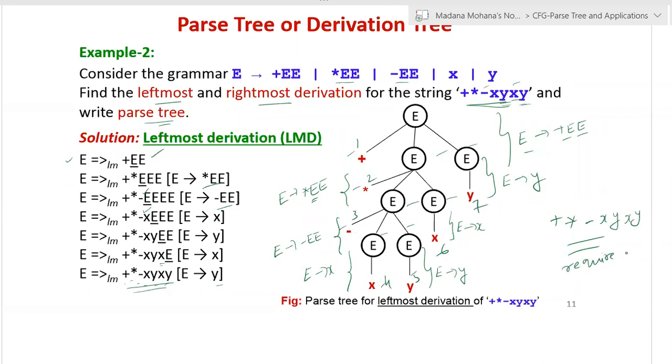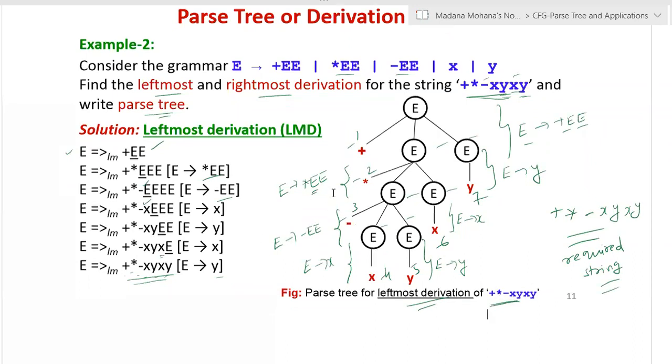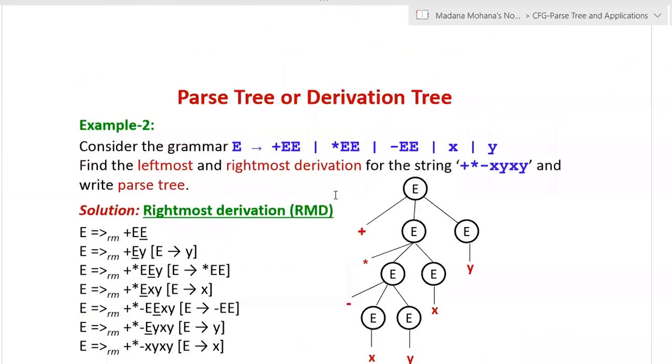So which is obtained from the leftmost derivation. Your derivation tree also contains the same string, then only the tree is correct. So this is the parse tree for the leftmost derivation of the given string. Similarly, with the same process, we can do the rightmost derivation also.